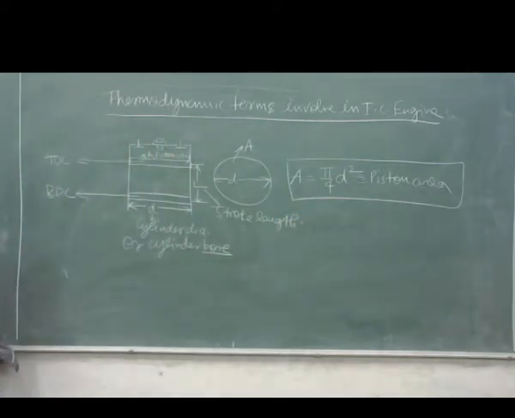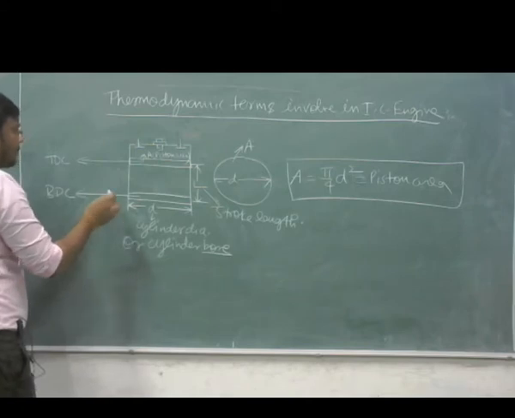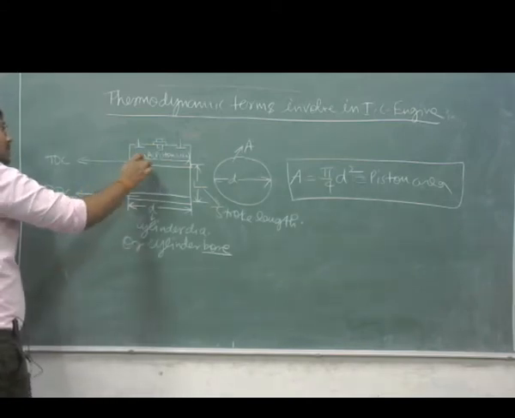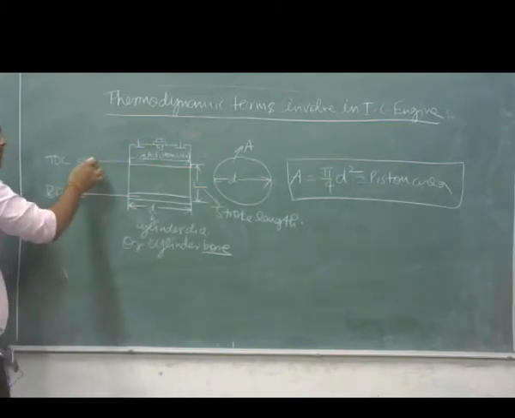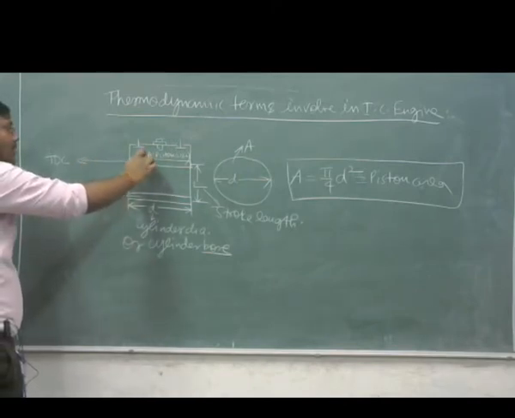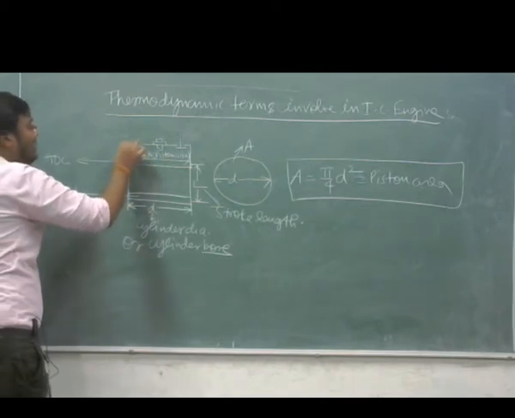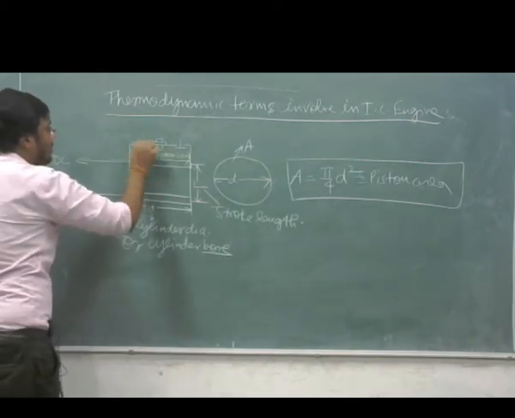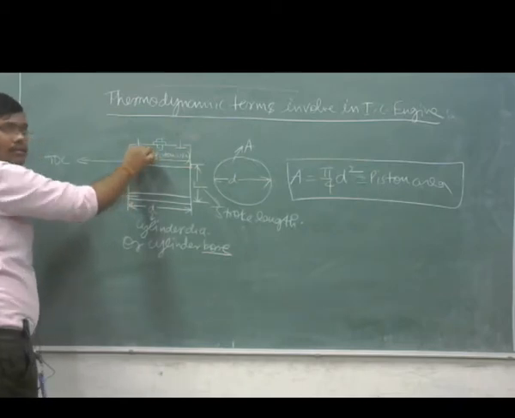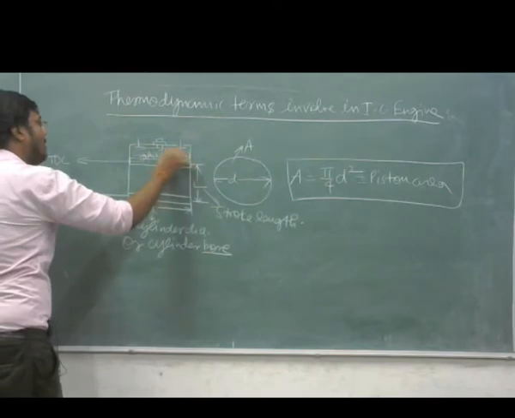So this is the stroke length, capital L. Now we know that the piston cannot move above TDC. TDC is the topmost point up to which the piston can move. Above this point the piston cannot move. But between TDC and the cylinder head there is some space.